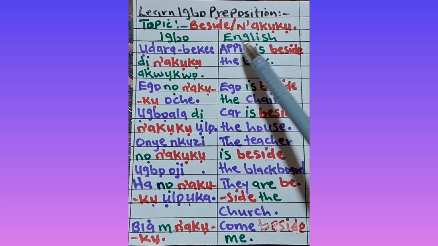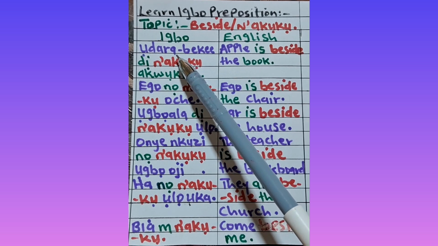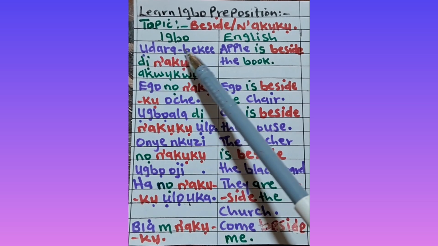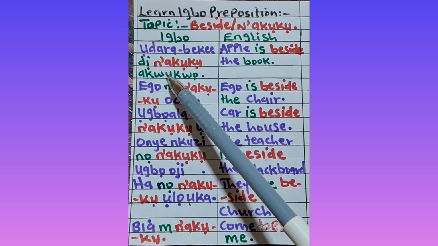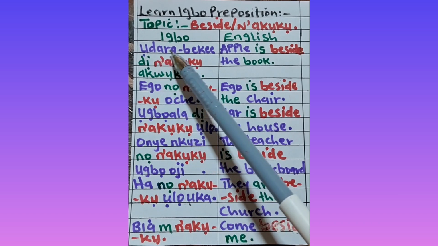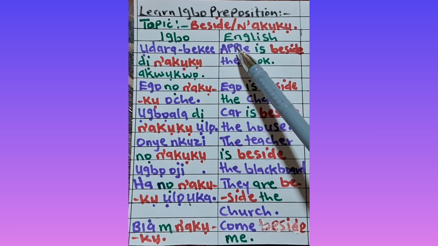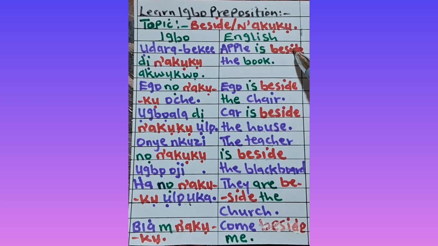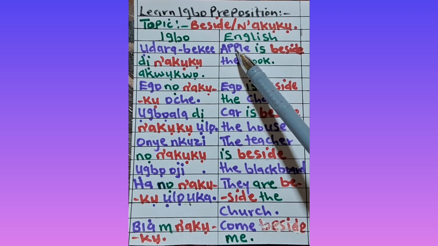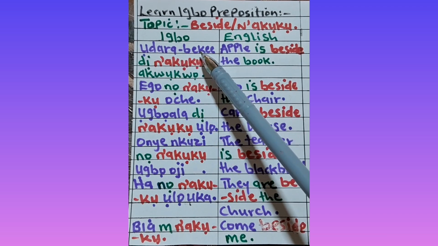Igbo, English. Number 1 sentence says, ụdara bekee dị n'akụkụ akwụkwọ. Ụdara bekee dị n'akụkụ akwụkwọ. Meaning, apple is beside the book. Apple is beside the book. Apple means ụdara bekee in Igbo.